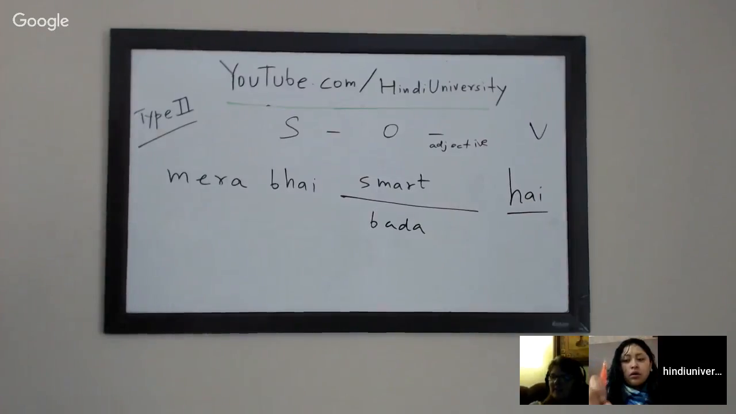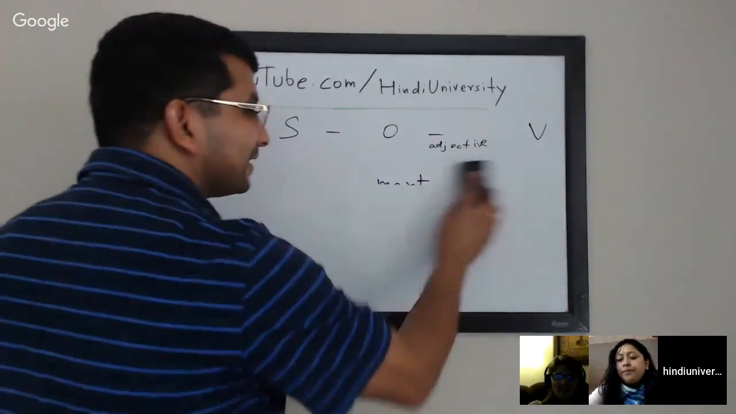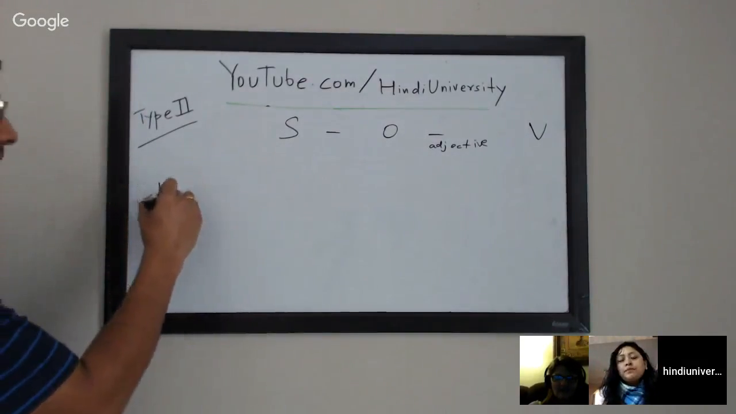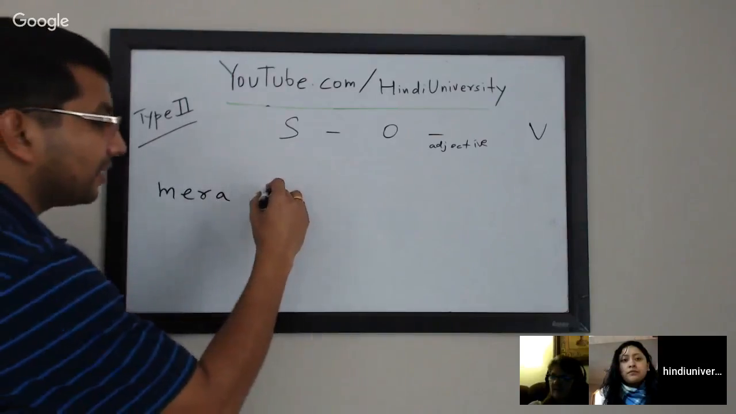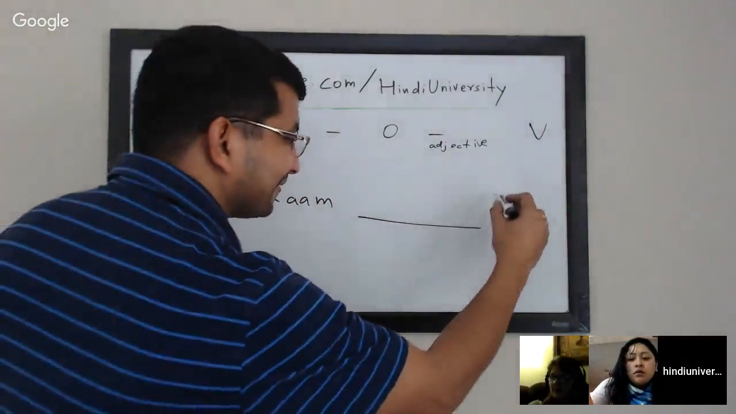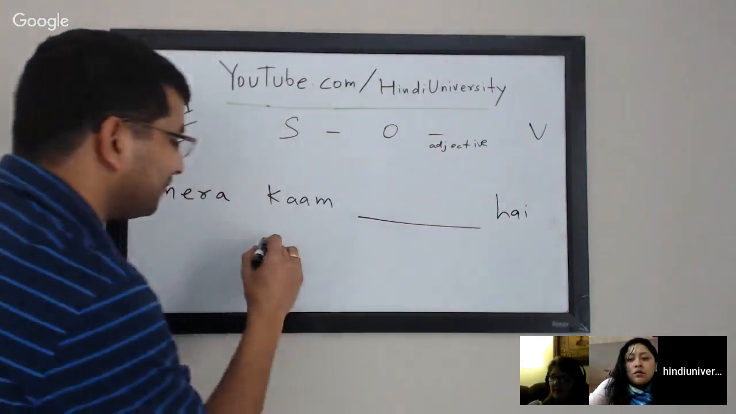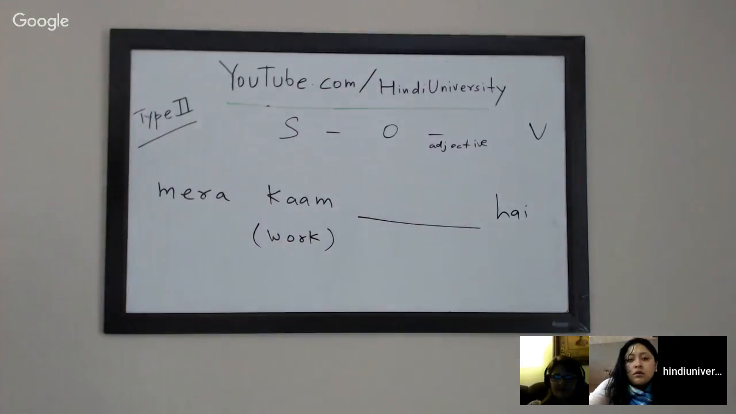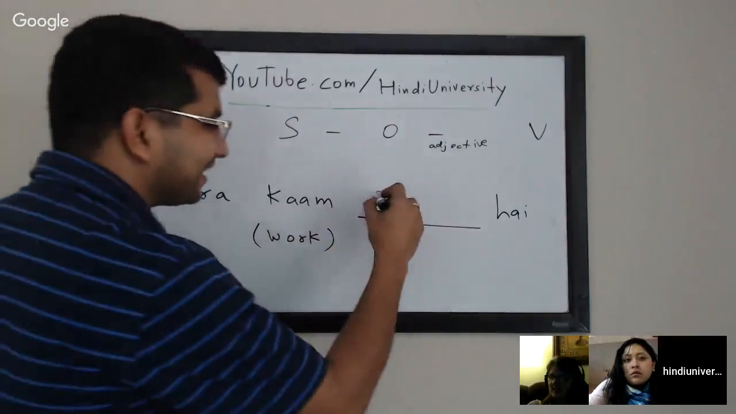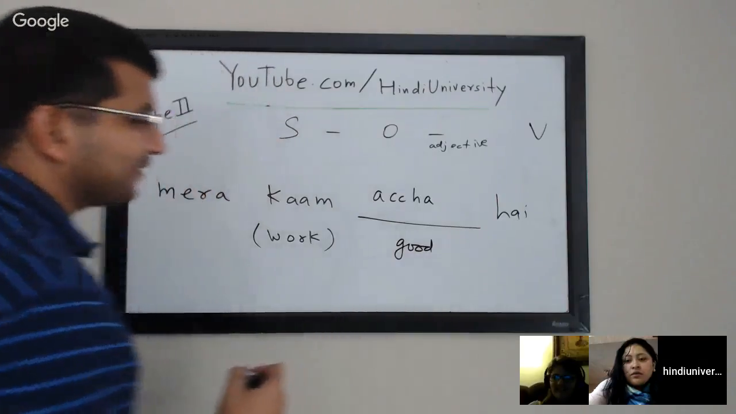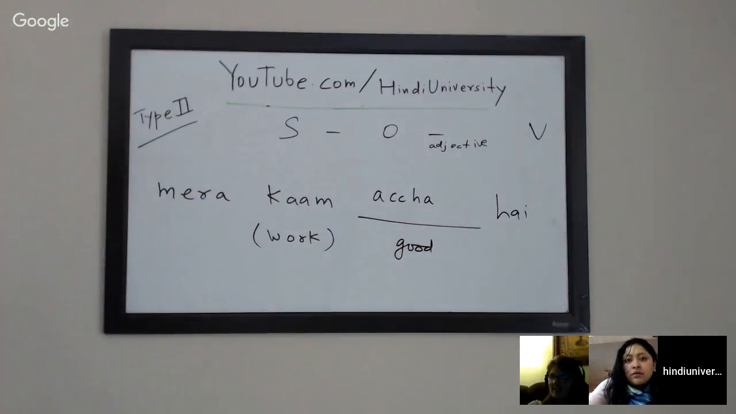Now let's see a very interesting one, which hopefully all of you will relate with. So let's see one more example on type 2. Okay. Mera kaam. Kaam, you remember what is kaam? Work. Very good. Okay. So mera work, shoot. What will you say? मेरा काम अच्छा है. Okay. अच्छा is good. Very good, right? So मेरा काम अच्छा है. My work is good. Okay.